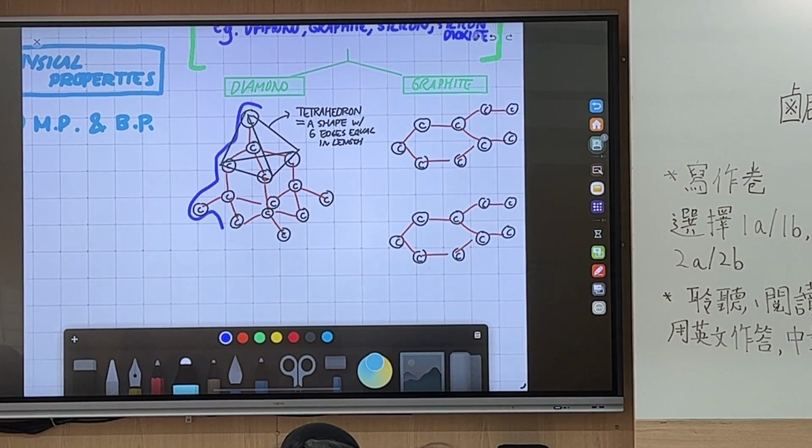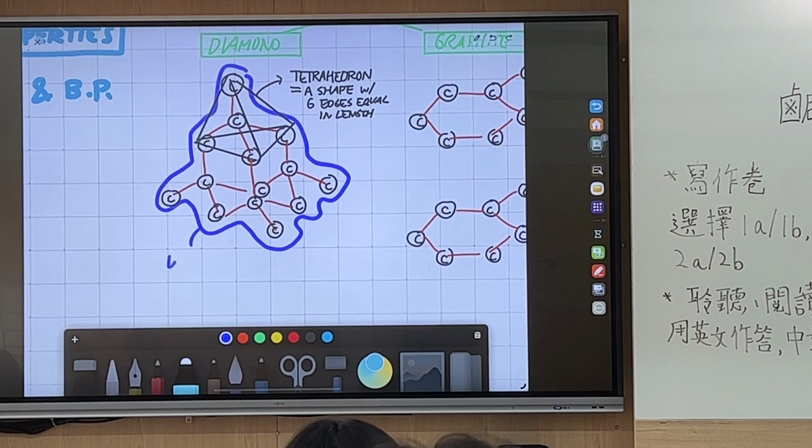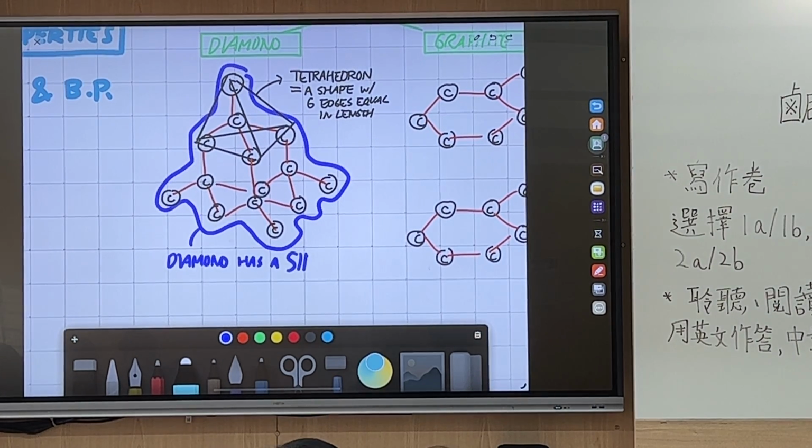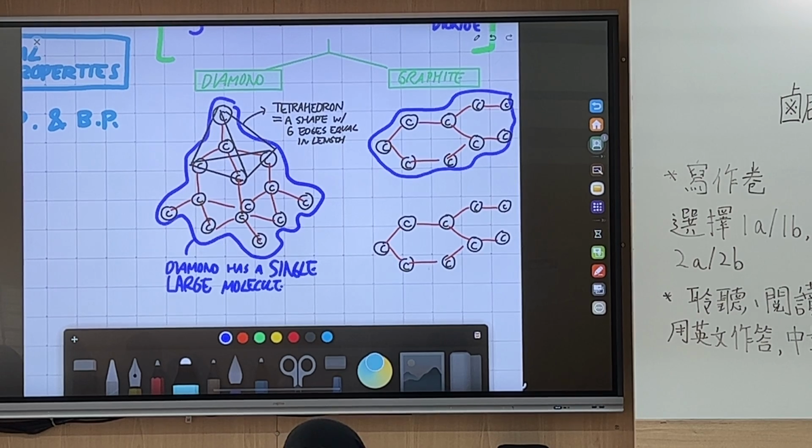That's it. So this whole thing in here is continuous. It's never broken in the middle. So diamond has a single large molecule. So graphite is different. Each of these molecules are still very, very large. Okay, so this is a large graphite molecule. But unlike diamond, there are many of these large graphite molecules that interact by weak intermolecular forces.